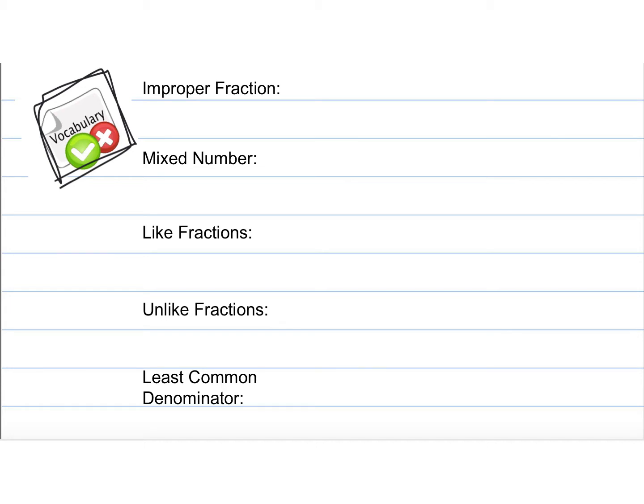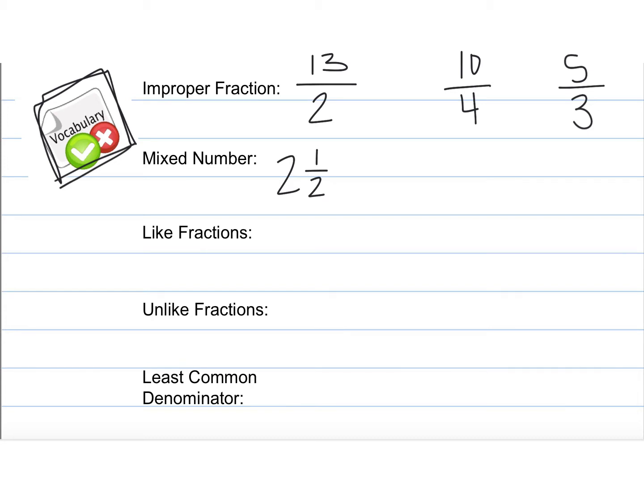So an improper fraction, this is when the numerator is bigger than the denominator. So I'm just going to give you some examples. 13 over 2, or 10 over 4, 5 over 3. Those are improper fractions. The numerator is bigger than the denominator. The next one, mixed number. This is when we have both a whole number and a fraction with it. So 2 and 1/2, 5 and 1/4. Those are mixed numbers, whole number and a fraction.